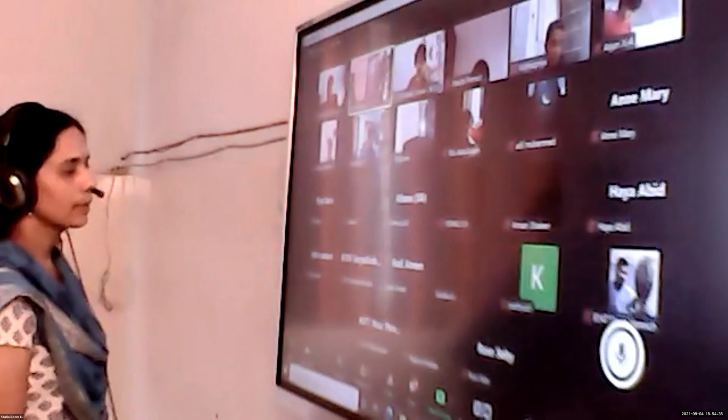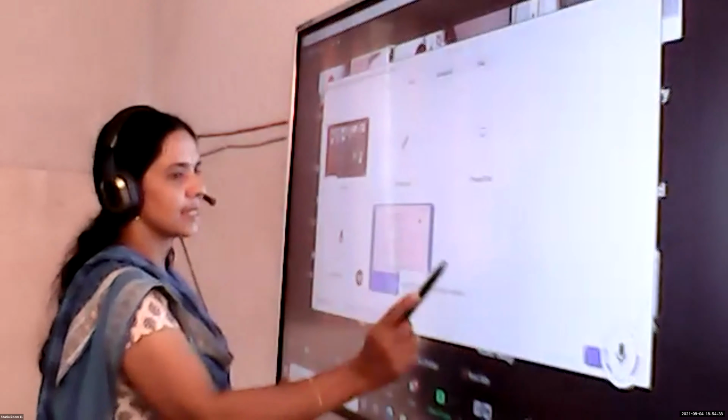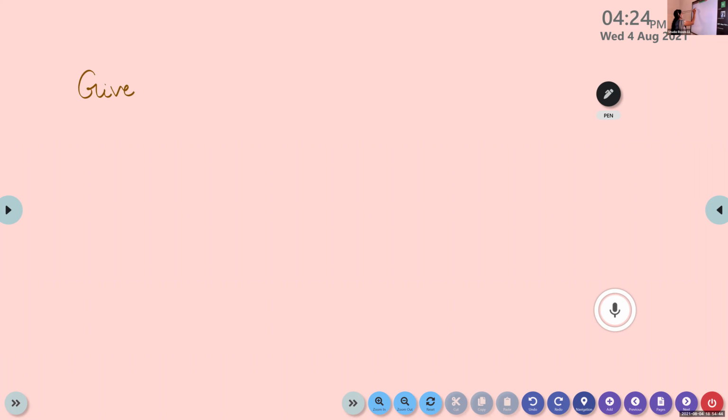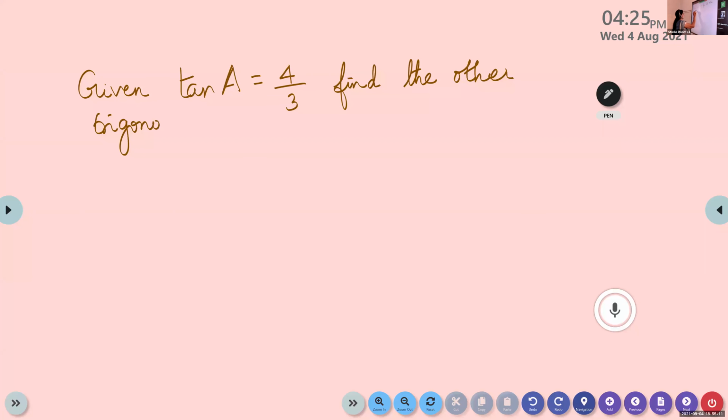Given tan A is equal to... tan of angle A. We can't write simply tan. Tan means it is meaningless. Tan of some angle is needed. So given tan A is equal to 4/3, find the other trigonometric ratios. We have to find the other trigonometric ratios.